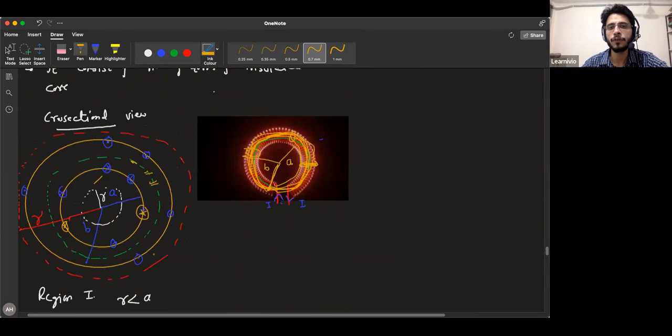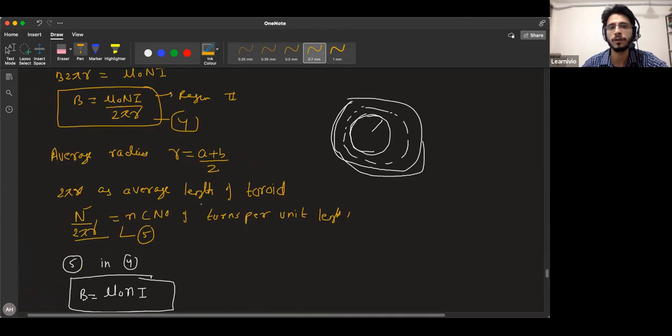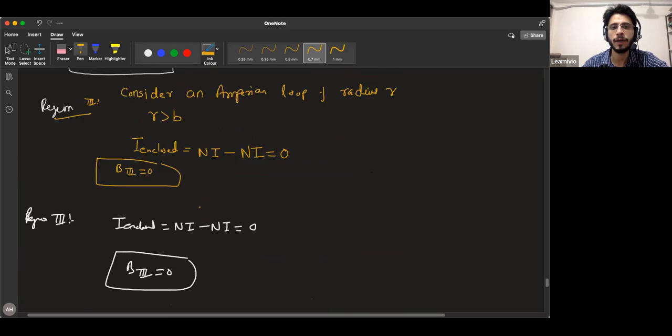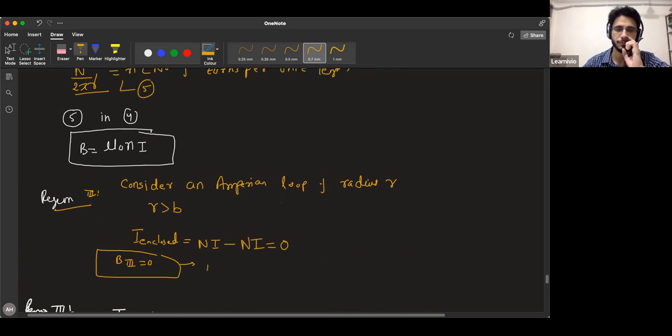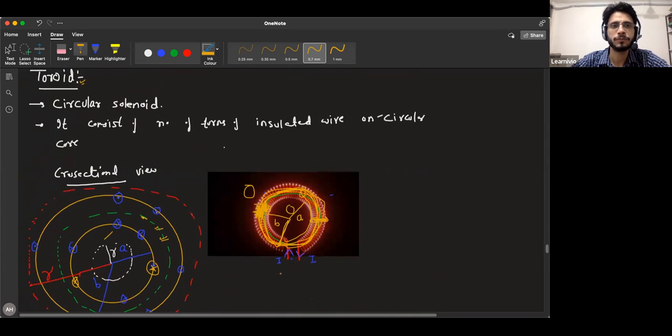So the whole magnetic field is confined only within the core. Only in this region you will get magnetic field. Zero magnetic field here, zero magnetic field here. So you can write that the magnetic field is confined only within the core. Note it down. That was about the toroid.